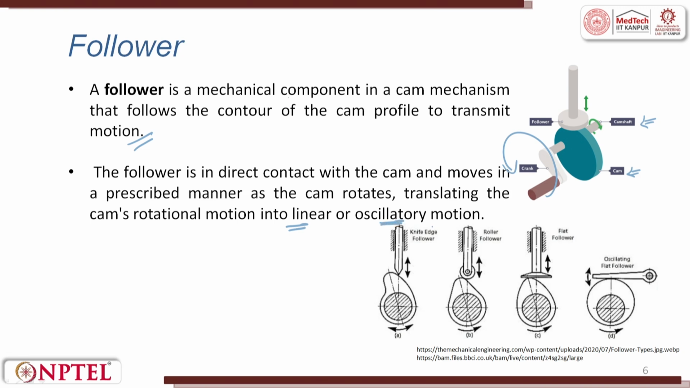So, you can have a knife edge. This is a knife edged follower, very precise you can try to have. You can have a roller type. This is almost like a line. This is a surface. Okay, you can have a flat follower. You can have a line follower, that is a roller follower. You can have a point contact, which is a knife edged follower. You can also have an oscillating flat follower. So, here this goes up and down.